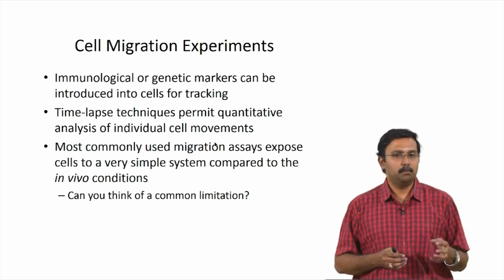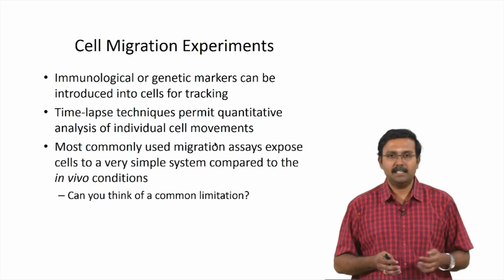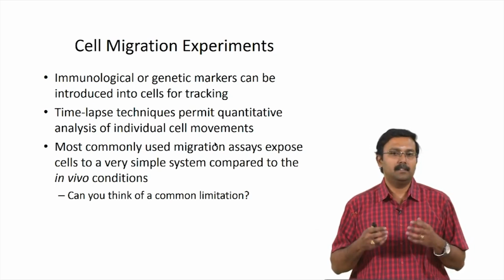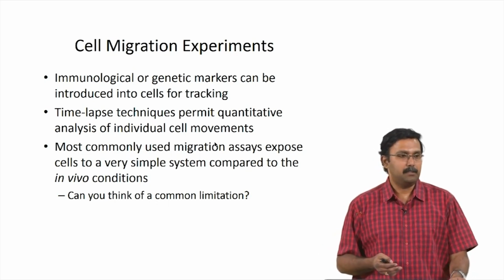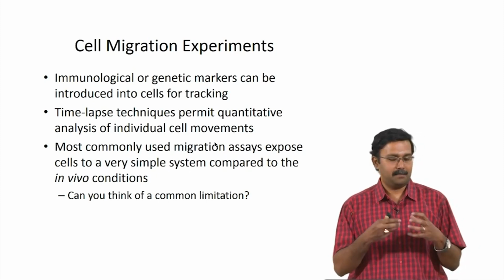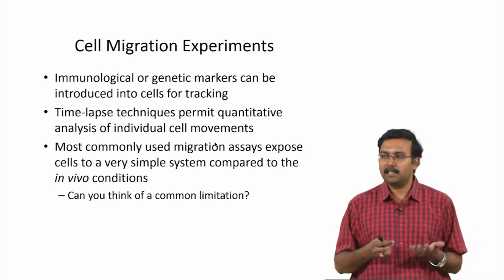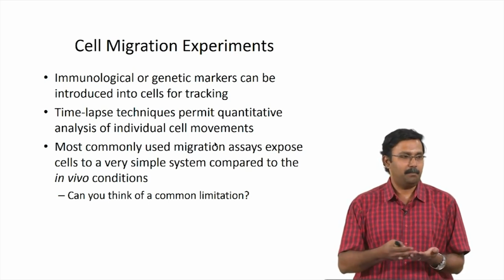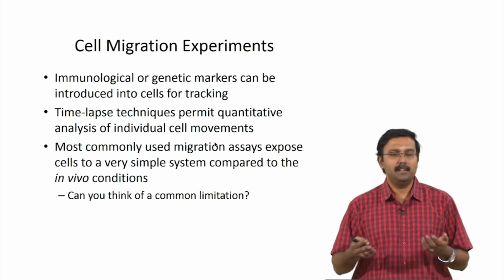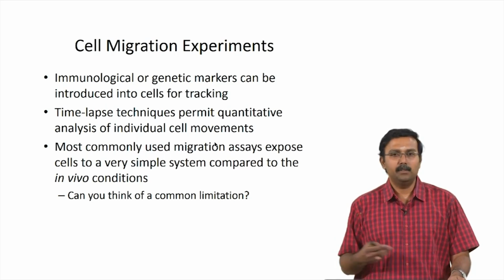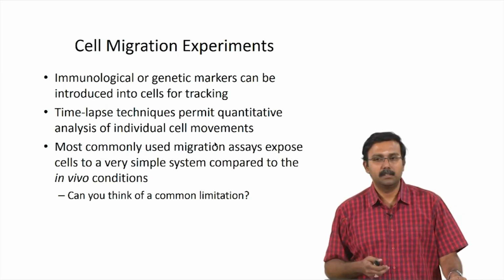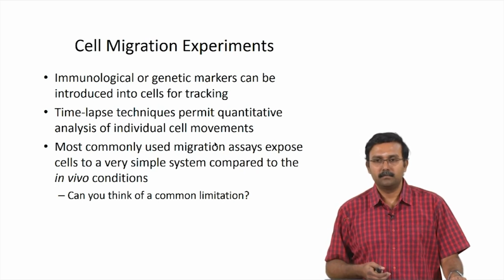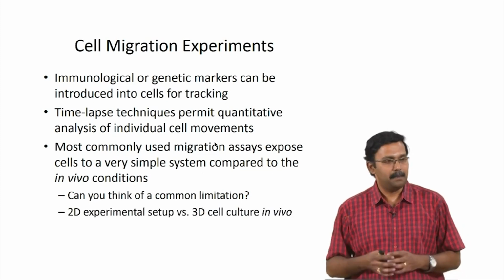So, the most common migration assays which are used actually expose cells to very simple systems compared to in vivo setup, right. In vivo the tissue is much more complex, whereas the migration assay, if you are going to culture it on a plate and look at the migration, it is going to be very simple. So, can you think of a common limitation which you would experience with such systems? If you do it on a plate, then it will be two-dimensional versus 3D. Yeah, that is usually the major problem, right.